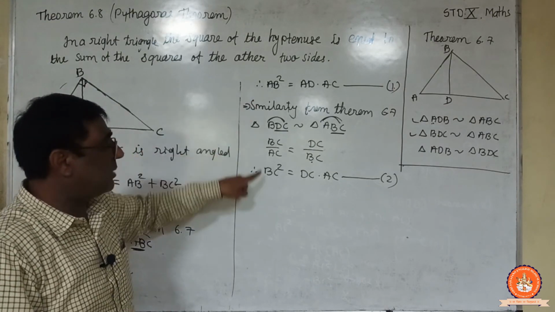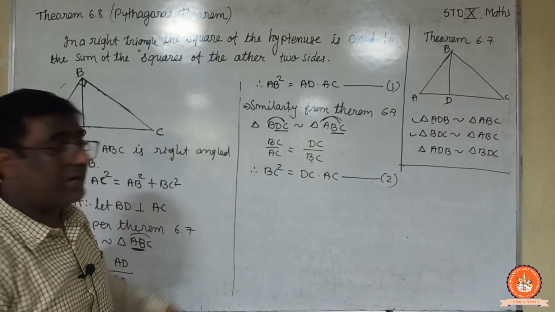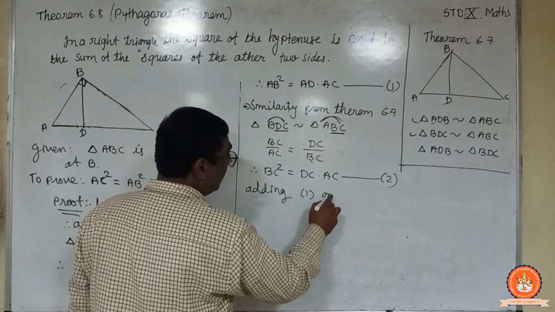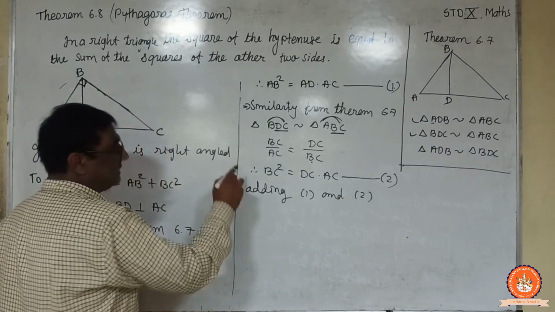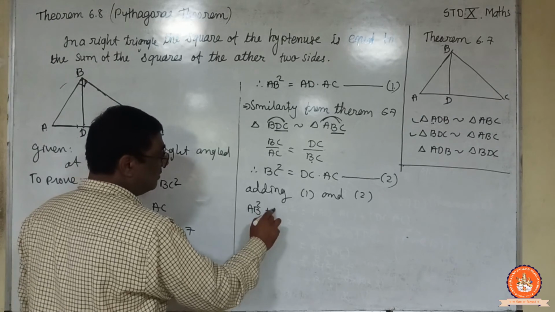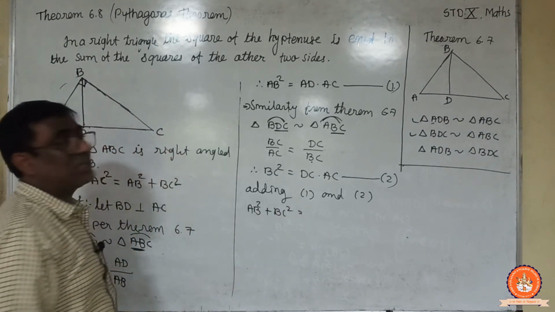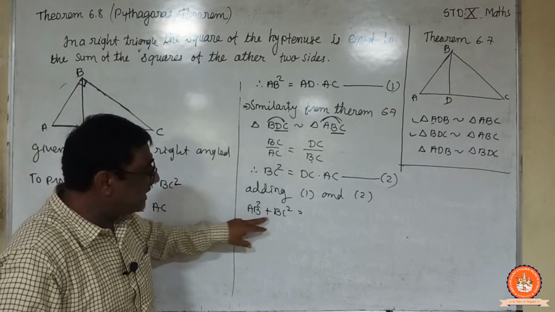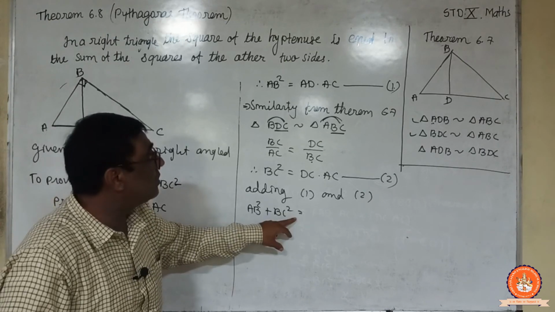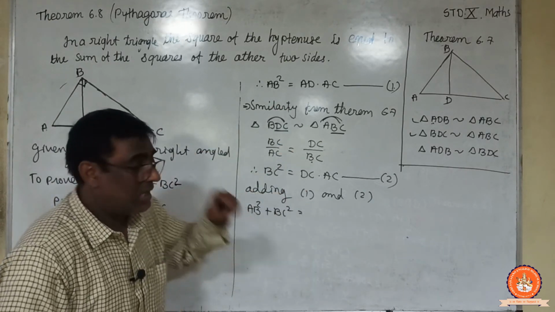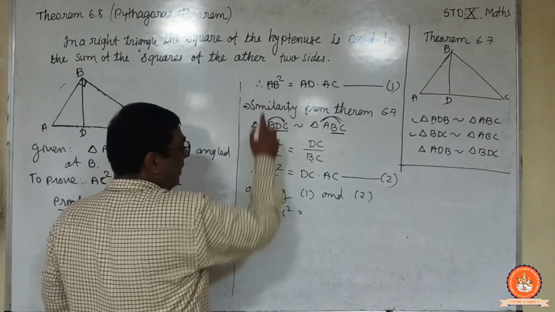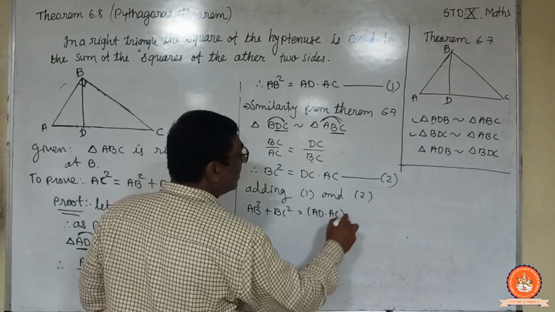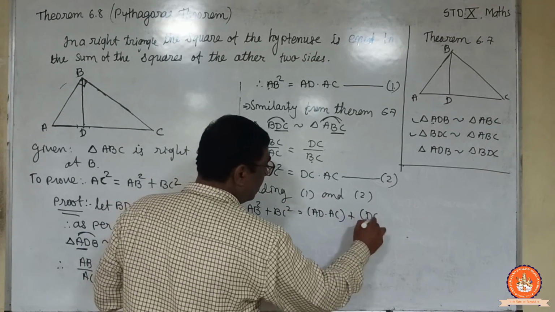Now we want AB square plus BC square. For that we have to add 1 and 2. So adding 1 and 2, what do we get? It's AB square plus BC square. ओके, अब दो इक्वेशन को अगर हम ऐड करना है तो दोनों की लेफ्ट हैंड साइड का एडिशन होगा इज इक्वल टू दोनों की राइट हैंड साइड का एडिशन होगा. ओके, सो AB स्क्वायर प्लस BC स्क्वायर इज इक्वल टू AD इंटू AC प्लस DC इंटू AC.